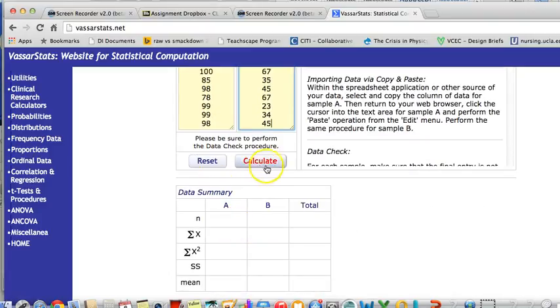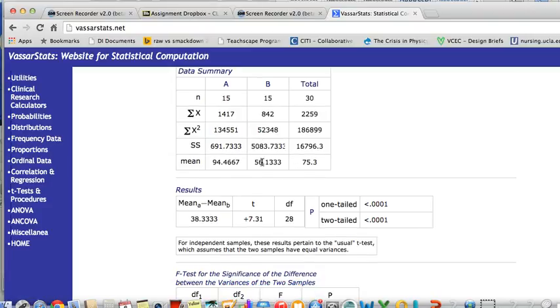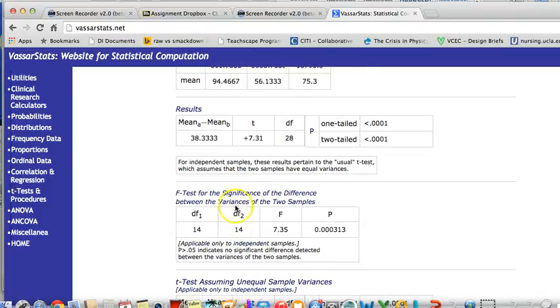Okay, so now you go to calculate, and you scroll down. The N means the number in each group. You've got 15 in A, 15 in B, and a total of 30. These numbers are important in calculating the t-test. If I were predicting, I'd say we'd have a significant difference because our mean in A is 94.47 and our mean in B is 56.13. The difference in the means is 38.33. That's quite a bit of difference.